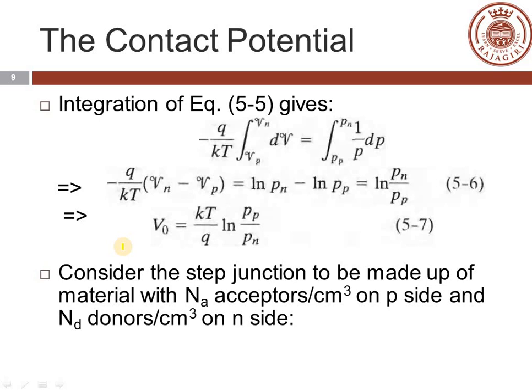Now consider that we are having a step junction, and on the P side we are having Na acceptors per cubic centimeter, and on the N side we are having Nd donors per cubic centimeter.